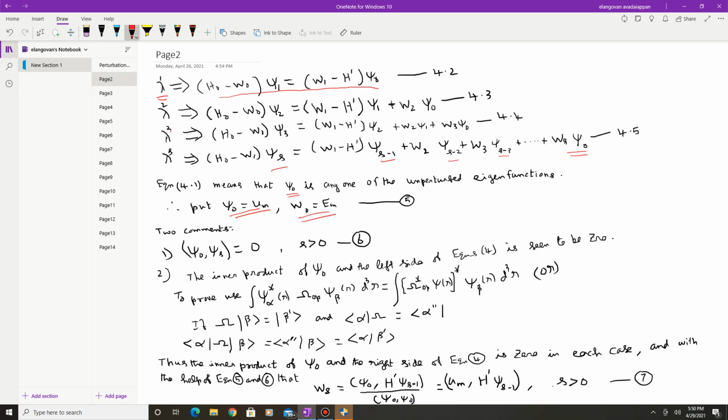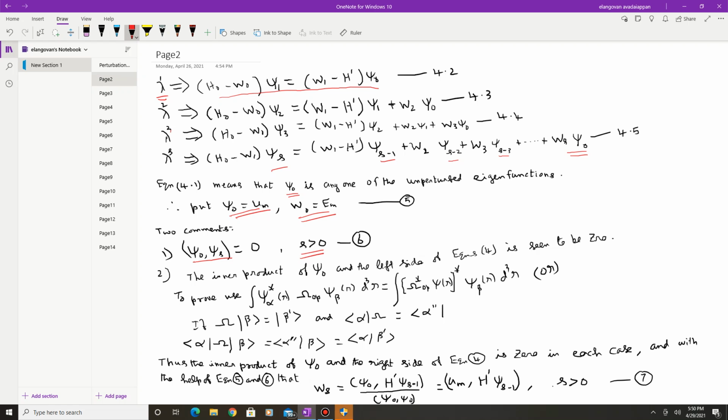Then we observe these two things. One is psi naught, comma, the inner product of psi naught with any psi s is 0 if s is greater than 0. For s equal to 0, this is psi naught comma psi 0, an orthonormal function, so this is 1. Otherwise for all s greater than 0, equation 6 is valid: the inner product of psi 0 with any psi s, where s is greater than 0, is zero. The second thing is we take this one.